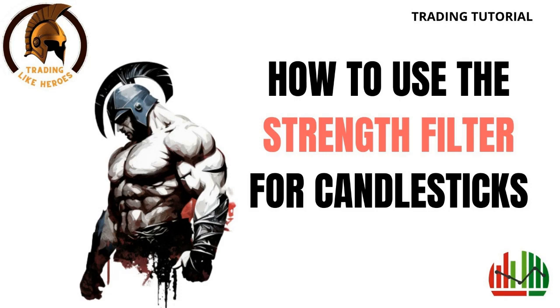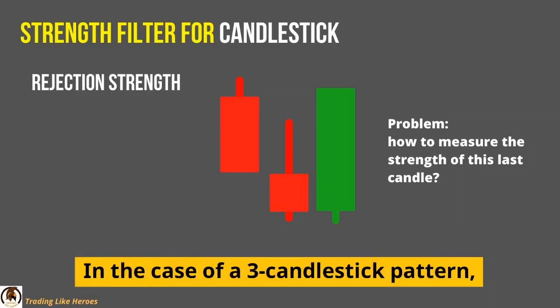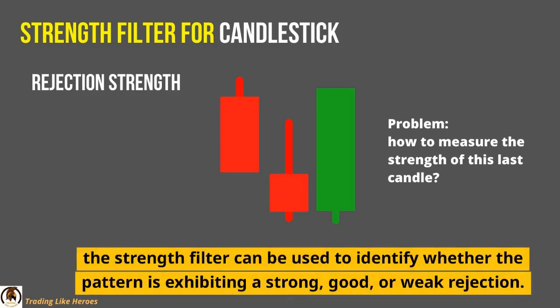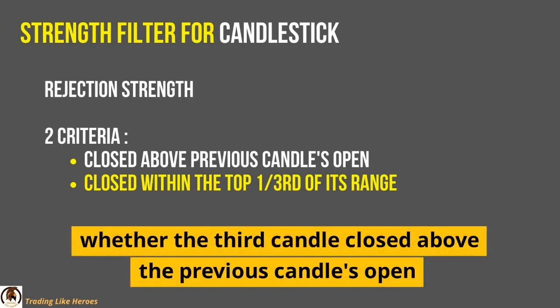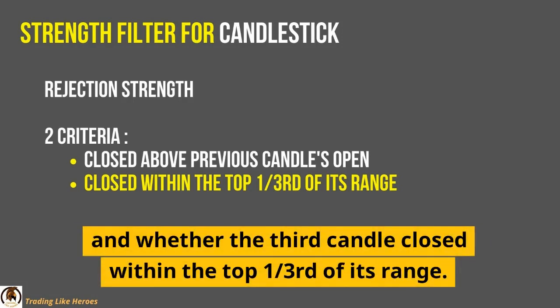a given pattern. In the case of a 3-candlestick pattern, the strength filter can be used to identify whether the pattern is exhibiting a strong, good, or weak rejection. To apply the strength filter, traders typically look at 2 criteria: whether the third candle closed above the previous candle's open and whether the third candle closed within the top 1/3 of its range.